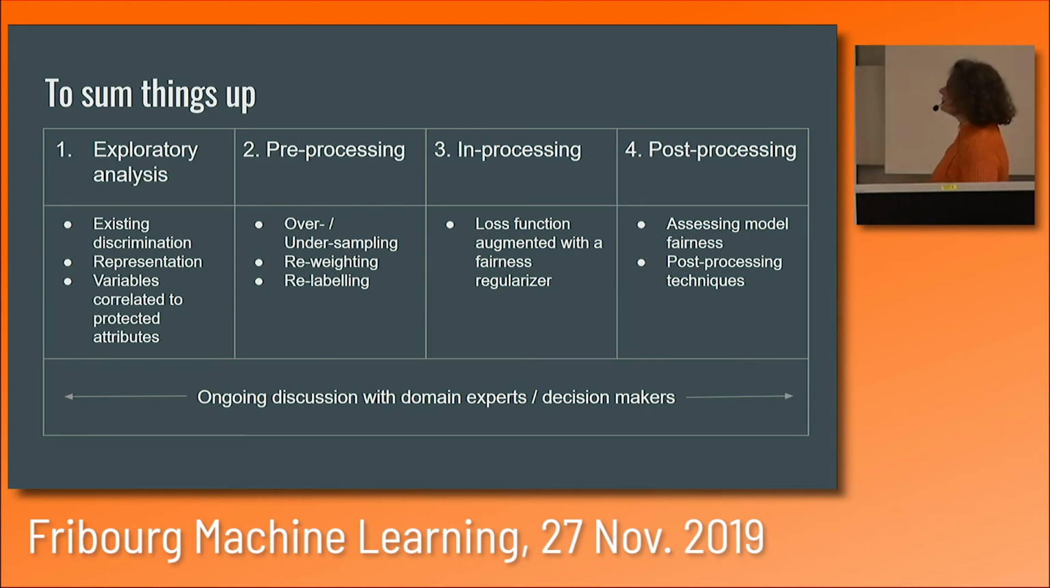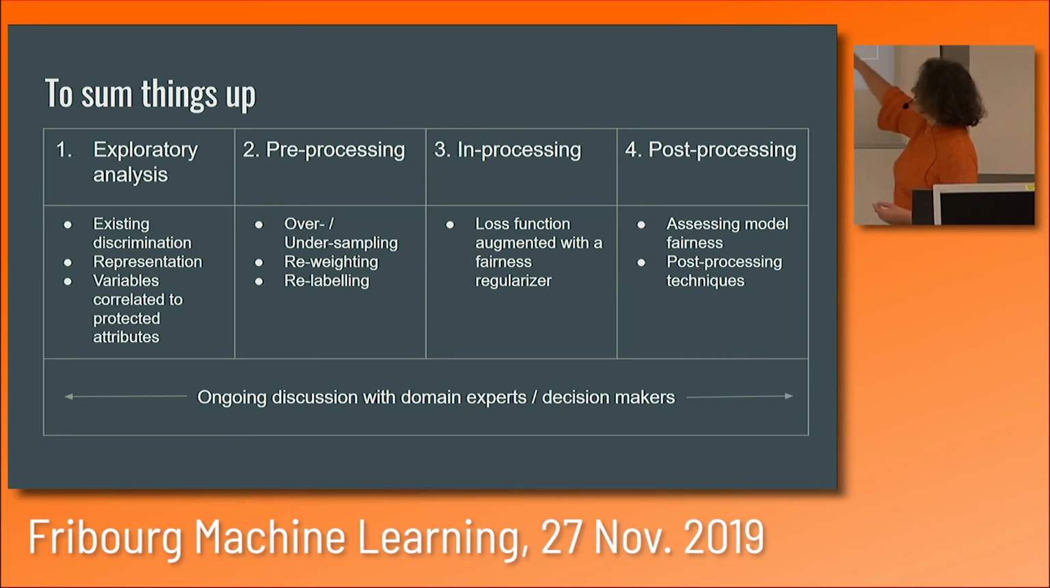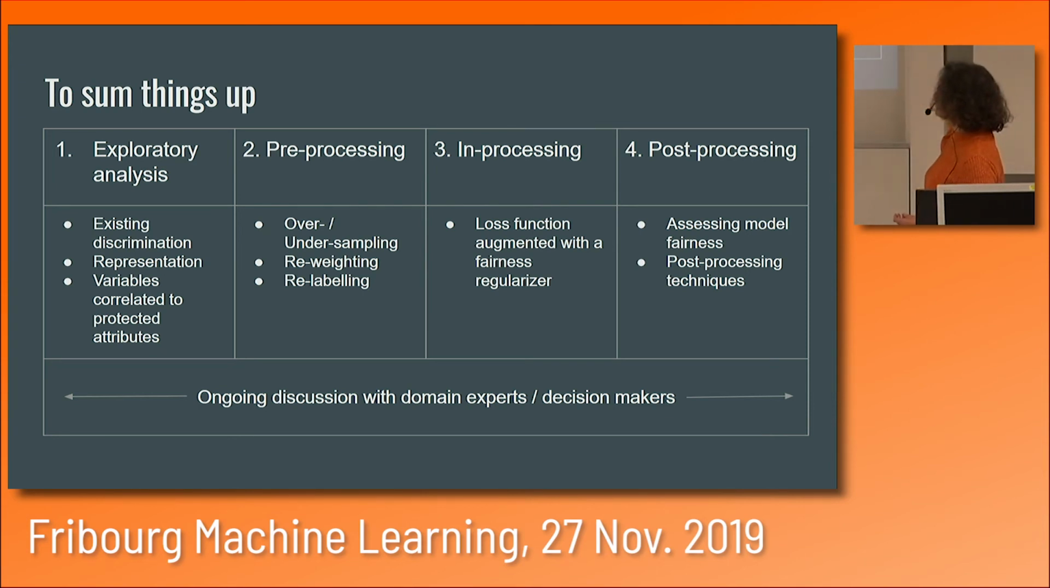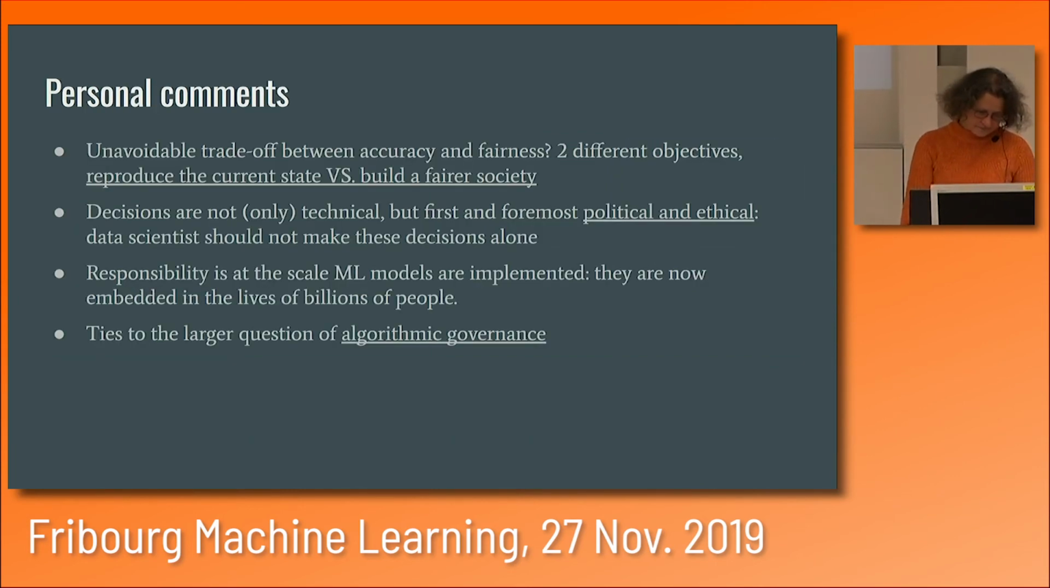So to sum things up, at each stage, exploratory analysis, pre-processing, in-processing and post-processing, there are different techniques that the data scientists can use, and at each step continue to engage with domain experts and decision makers to make sure that the choices that are made are in line with ethical choices, basically. Because that's not only technical decisions, it's also political and ethical decisions. So that's more personal comments, but I touched on that.